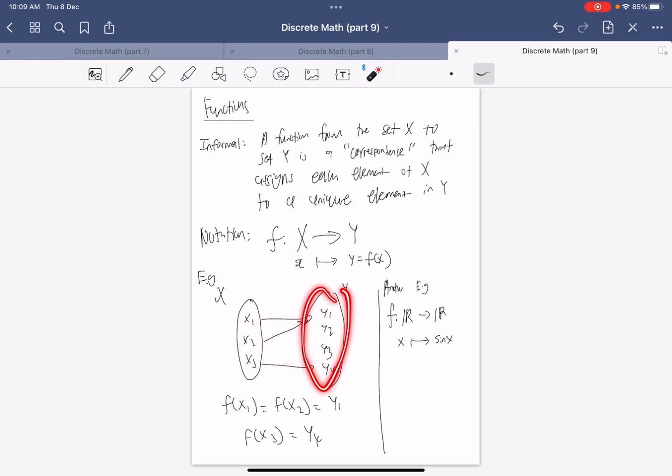You can see not everything in the target needs to be hit, but everything in the source, X, the domain, needs to have an element in the target. And so it's just an assignment. You can just assign it, but it can only be assigned to one other element. That's the uniqueness part. Other examples that we've already seen in courses like calculus is x being assigned to sine x. So the graph will just be as follows.